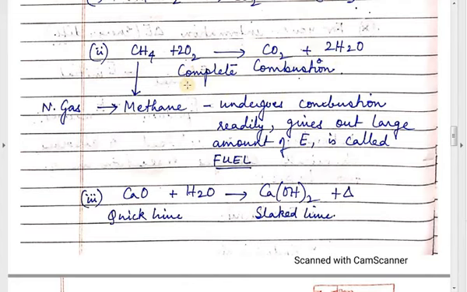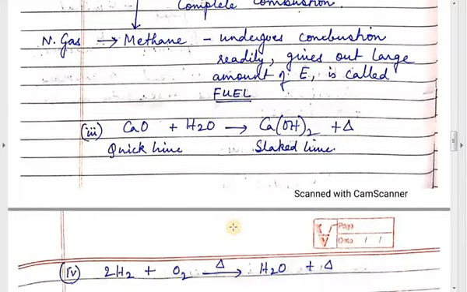If you have seen already, if there is incomplete combustion, you get carbon monoxide. But here this methane undergoes complete combustion to give carbon dioxide and water. And there is a large amount of energy generation, and that's why this is called fuel. Now this natural gas combustion is a very important energy source for industry as well as home.